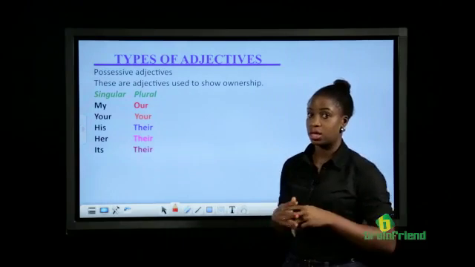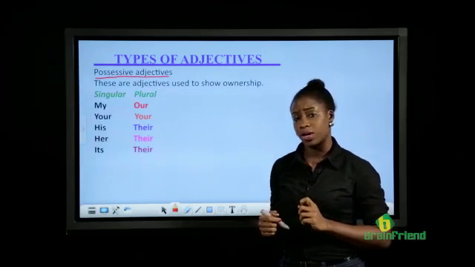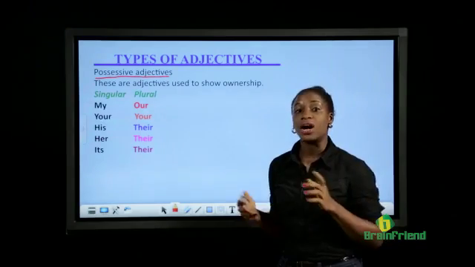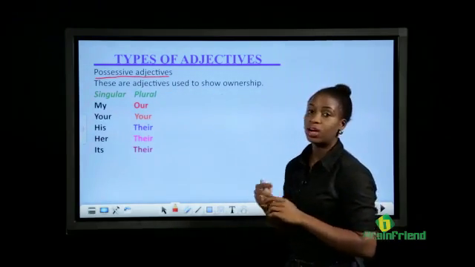The first we have is the possessive adjective. Now these are adjectives that are used to show ownership. Remember what we learned about possessive nouns? Yes, possessive nouns are also used to show ownership. The same thing goes for adjectives.